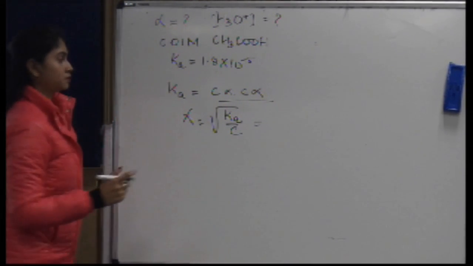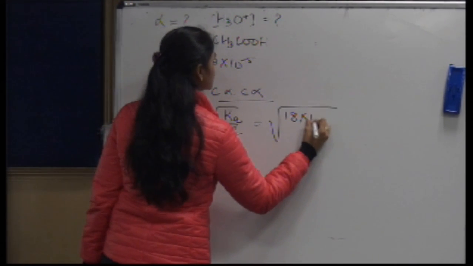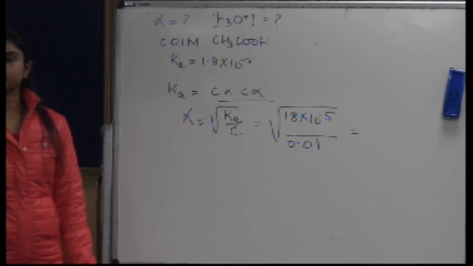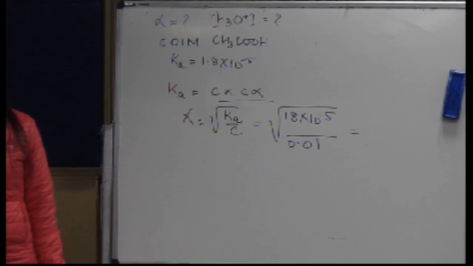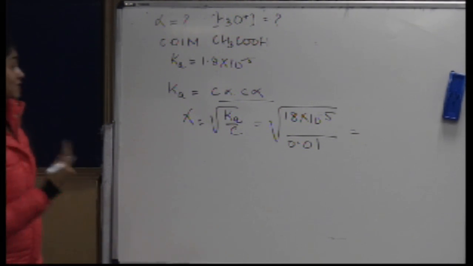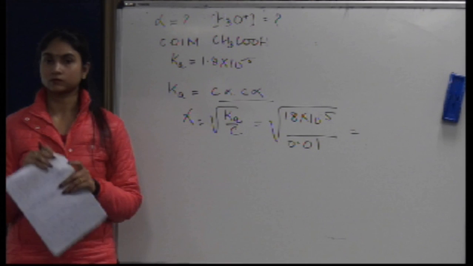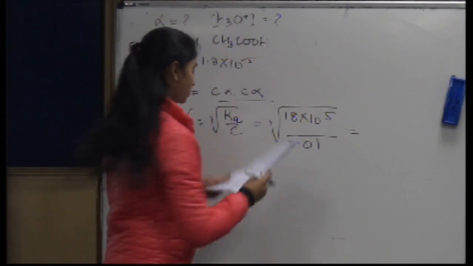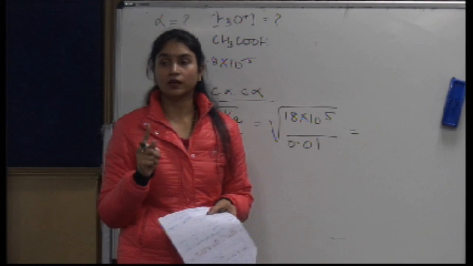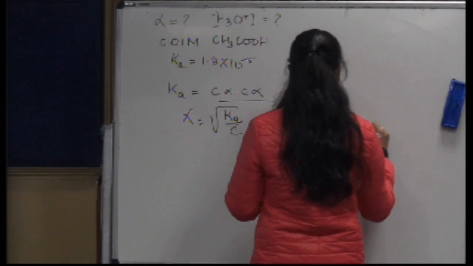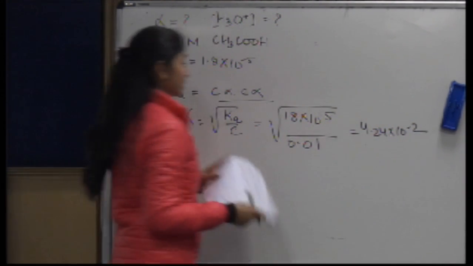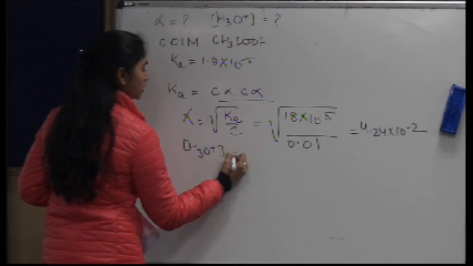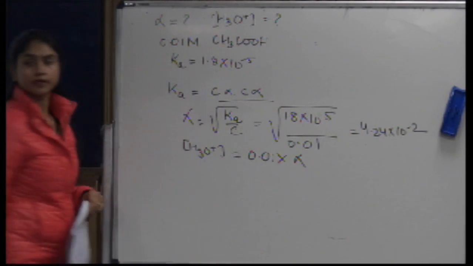Tell me the value of alpha here. Divided by. Tell me the answer. What is the answer in this case? 4 point something. Yes, 4 point something. It's 4.24. Write down the answer and please do the calculation at your home, the full calculation, not the approximation. It's 4.24 into 10 raised to power minus 2. This is your degree of dissociation. To calculate the concentration of hydronium ion, you will simply multiply the concentration with degree of dissociation.